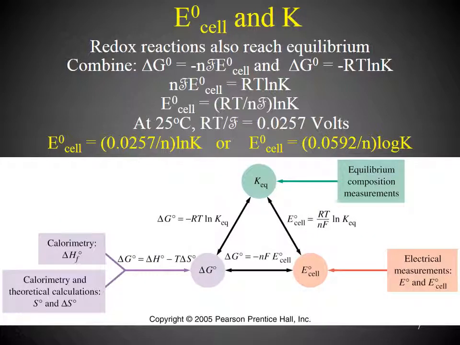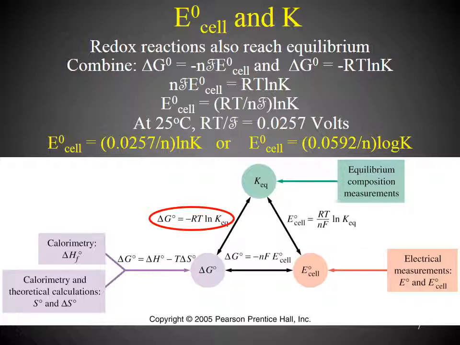Before we go on, let's look at the relationship between these three properties. If you look at the bottom left of this diagram, we obtain data such as the enthalpy of a reaction, delta H, and delta S, in other words the entropy values, from calorimetry and theoretical calculations. From that we can derive delta G. Once we have delta G, here I'm telling you the typical process by which one will go through all this interrelationship.